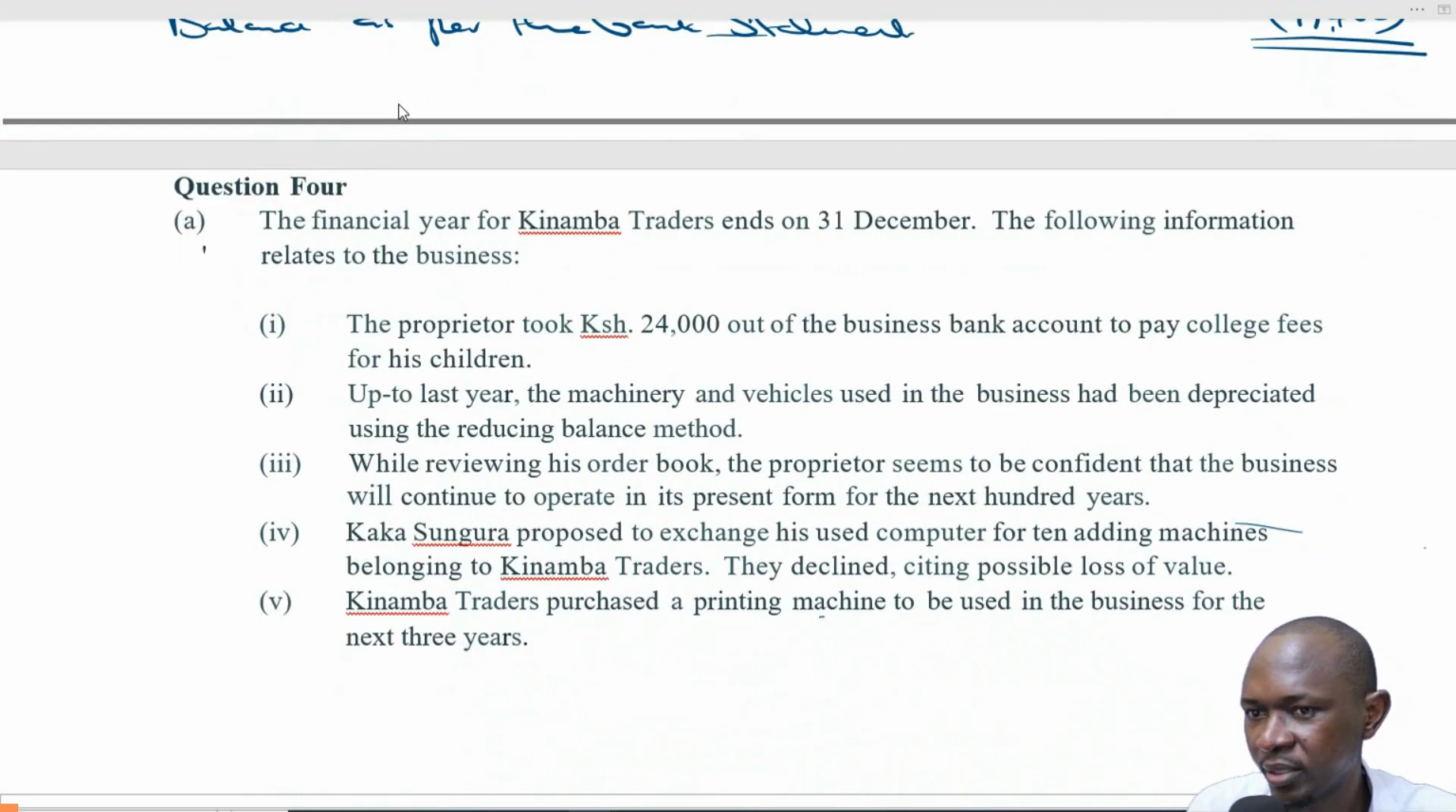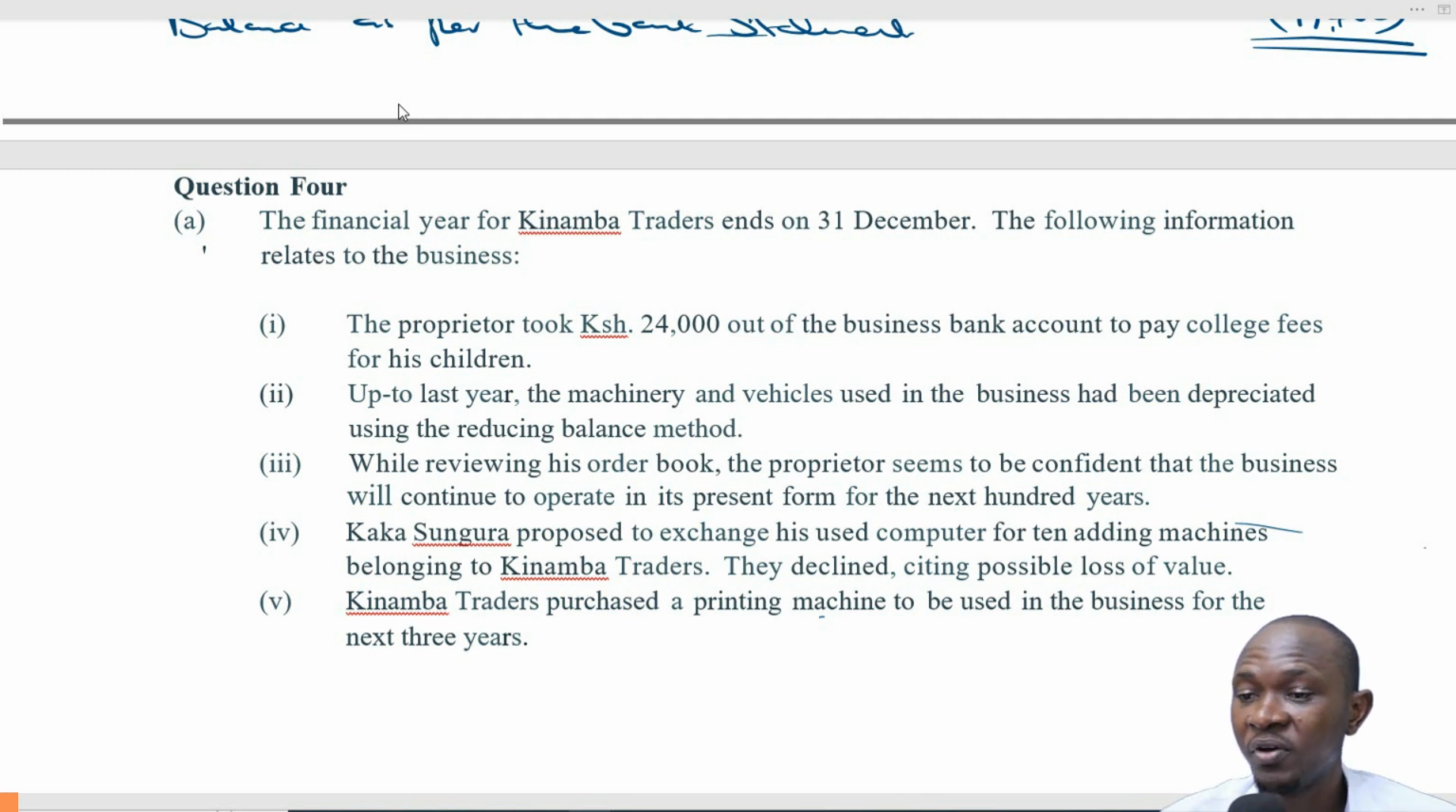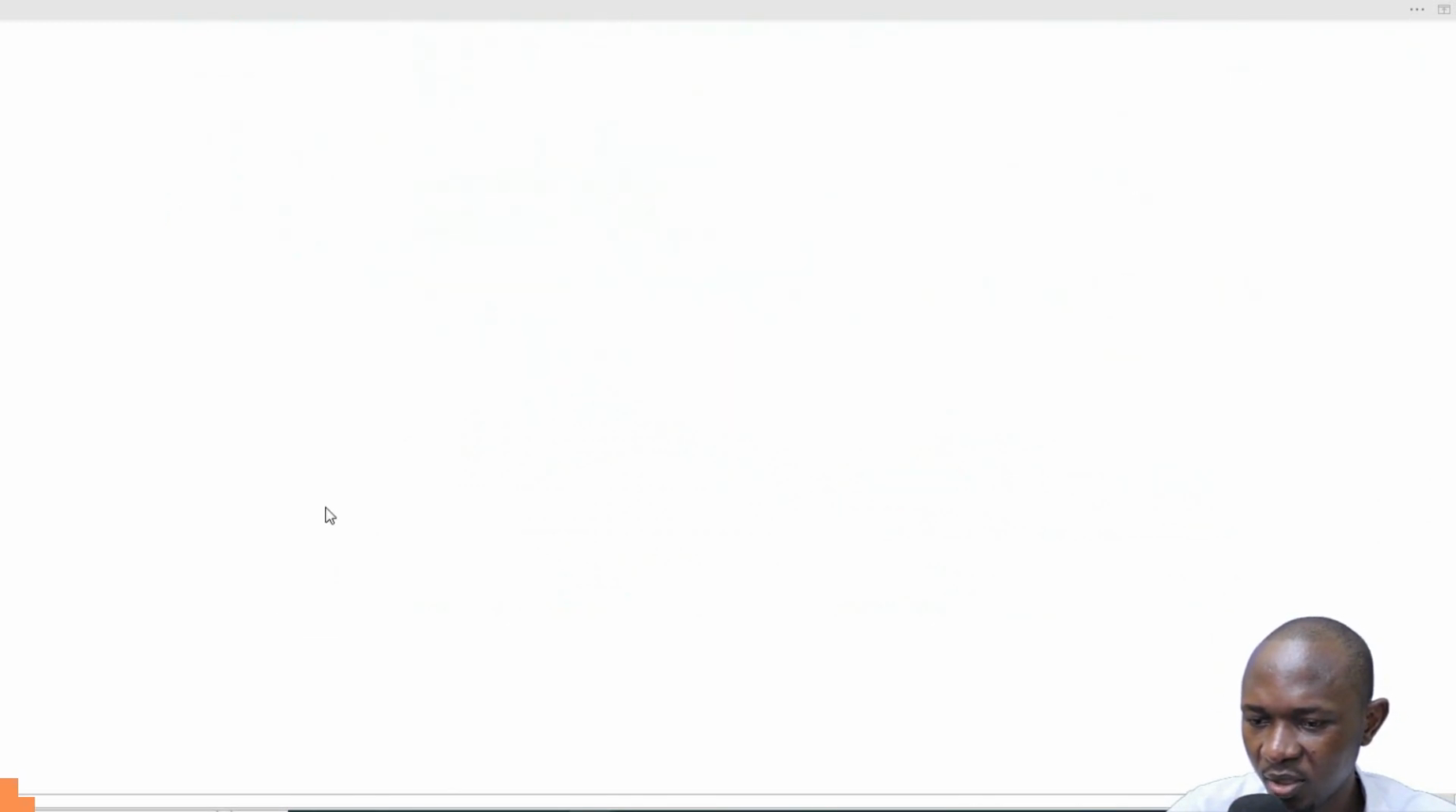So welcome back, class. This is question 4 of the CHRP paper. The financial year of Kinamba Traders ends on 31st December. The following information relates to the business. Let me see the question.